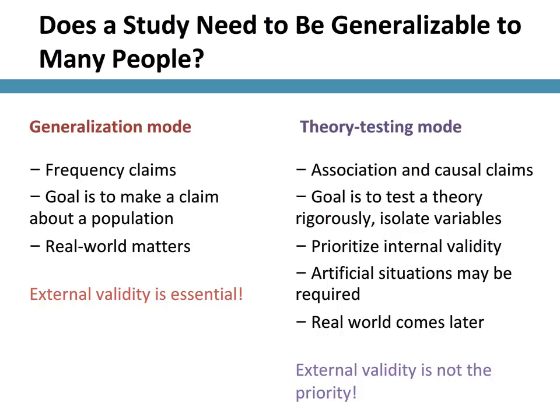In generalization mode, maybe a theory is pretty well established through various lab studies, and you want to take it out in the world and say, okay, how does this play out in the real world? What's the frequency of this? Does it hold up? Does it have that ecological validity that we've been looking for? So you'll have frequency claims. Maybe you want to make a claim about a population, this percentage of people do this, have this kind of optimist orientation, whatever it happens to be that you're looking at. And in this case, external validity is absolutely essential. That's really the purpose of your entire study here.